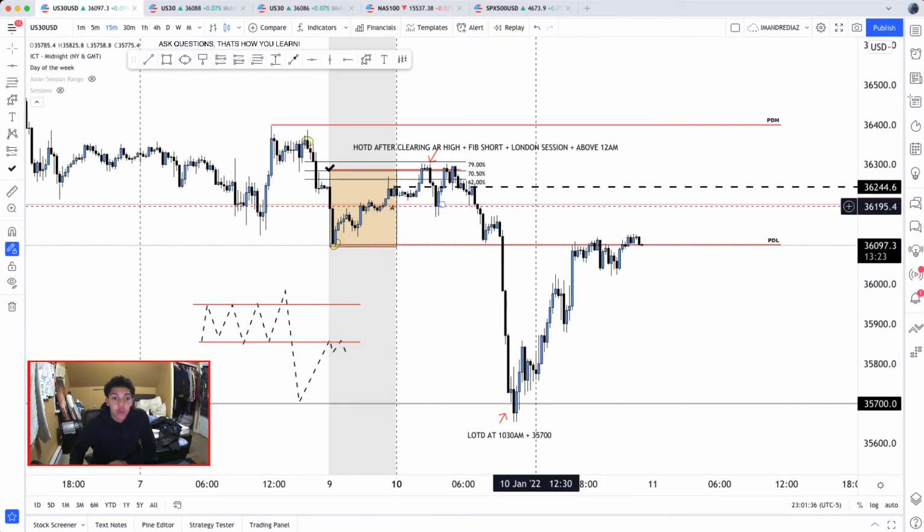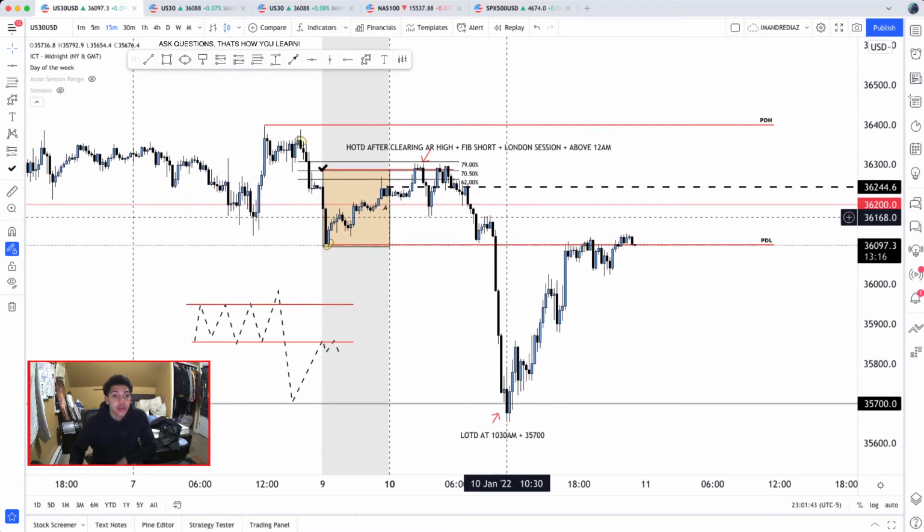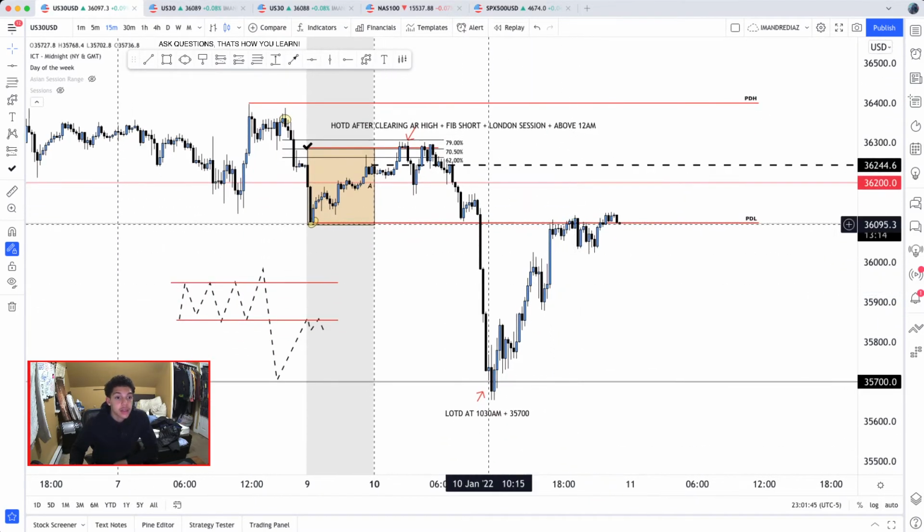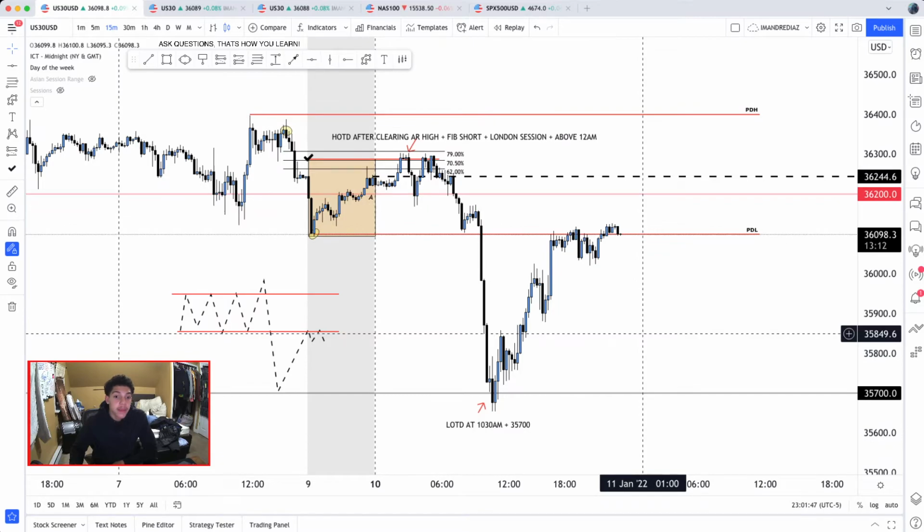This is somewhere I was looking to short early this morning, but unfortunately price didn't get to that full area. So like I said, I missed out on that trade. But overall, this was a nice, clean London continuation bearish day. And this is going to be something I would like to replicate in the future.